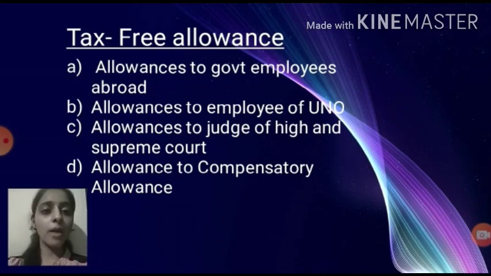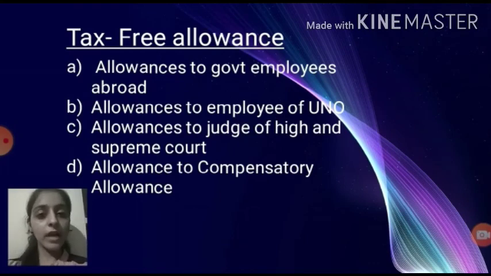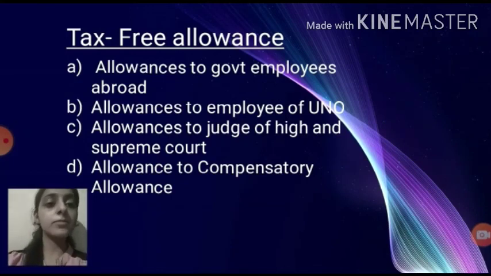Next is allowances to employees of UNO. Allowances received by employees of UNO are also free from tax liability. The third one is allowances to judges of High Court and Supreme Court. Allowances received by a judge of High Court and Supreme Court are also exempted from tax. Next is compensatory allowance, which is received by judges of High Court and Supreme Court, and is also exempted from tax as per the Income Tax Act.